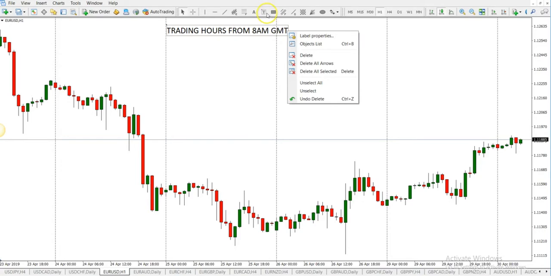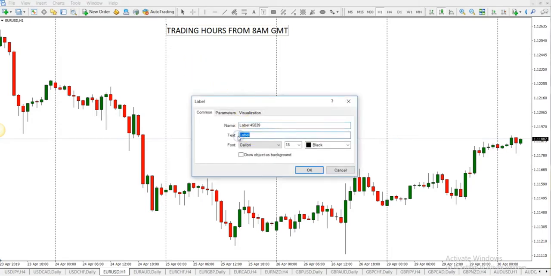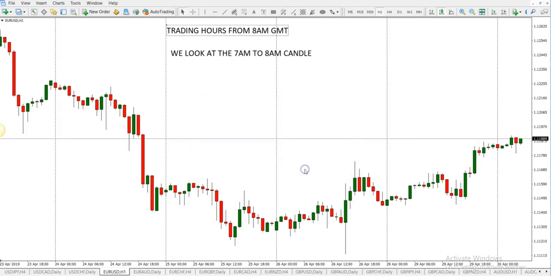Okay, next is the candle we're looking at. It's a 7 a.m. to 8 a.m. GMT candle, and this is where we look to draw our buy and sell lines.